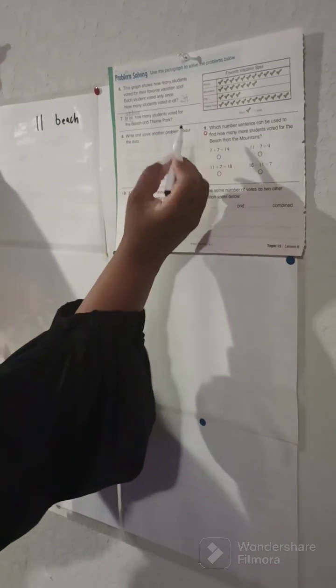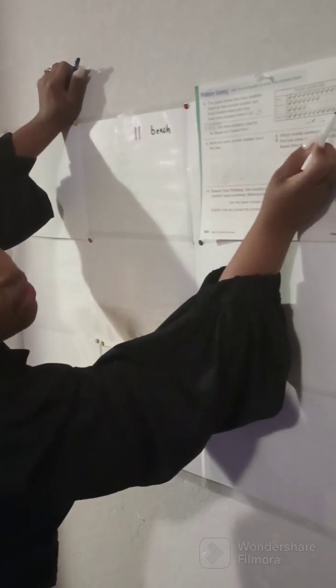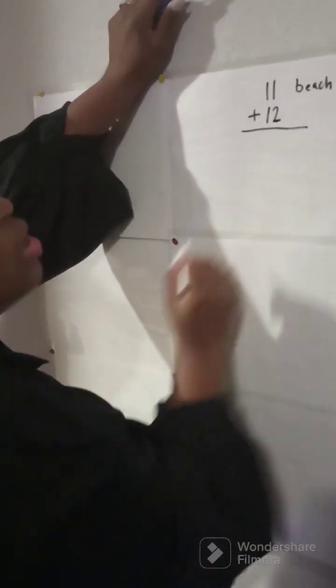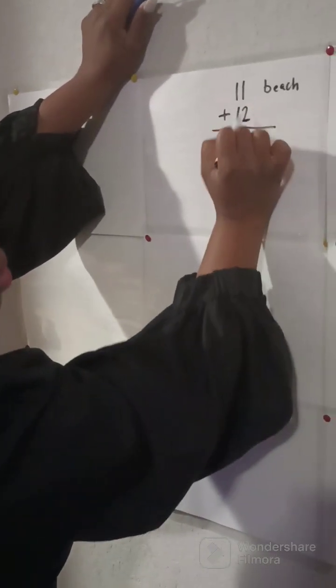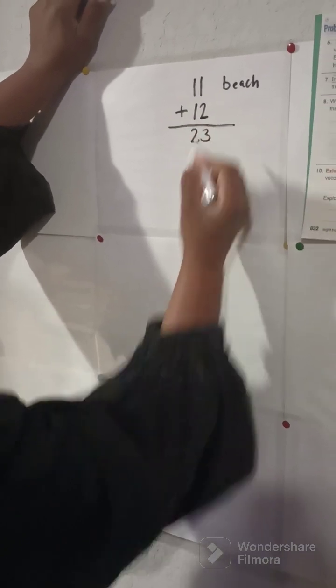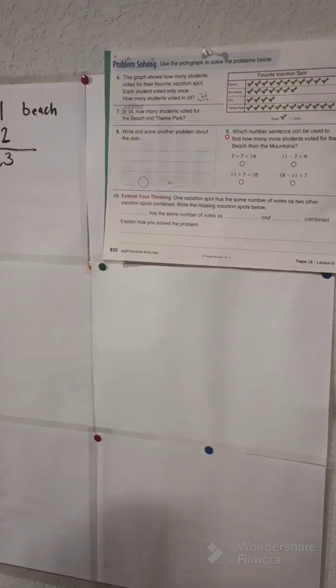And then I have to count the theme park. 1, 2, 3, 4, 5, 6, 7, 8, 9, 10, 11, 12. So I will be adding these up. 1 plus 2, that's 3. And then 1 plus 1, that's 2. So that's my answer for the beach and theme park. 23.